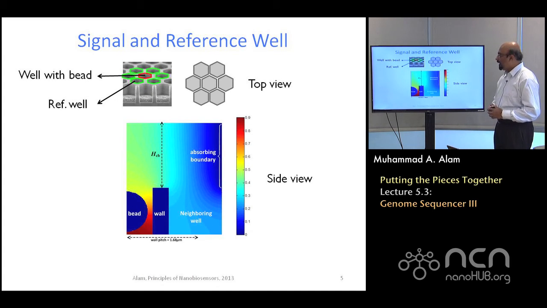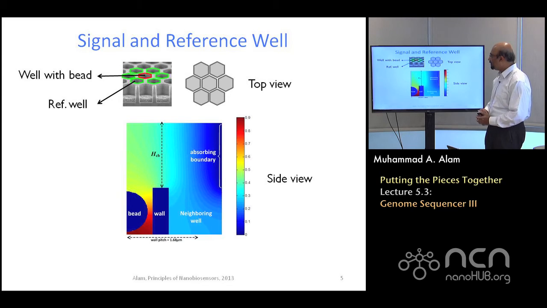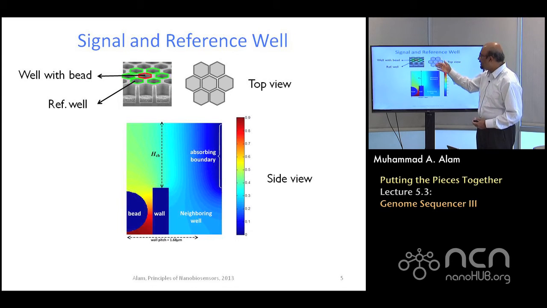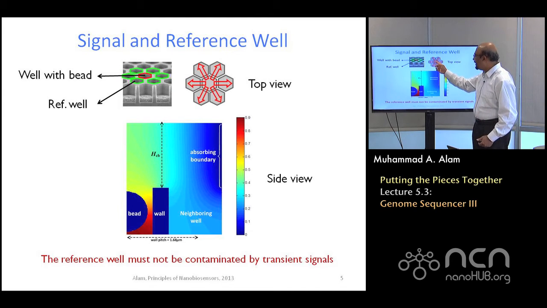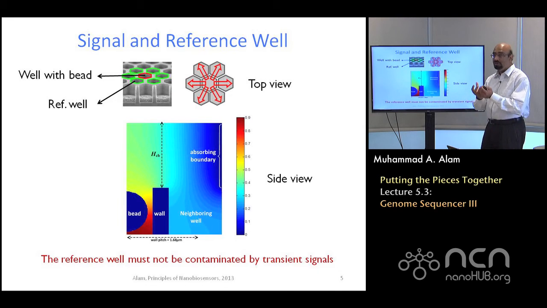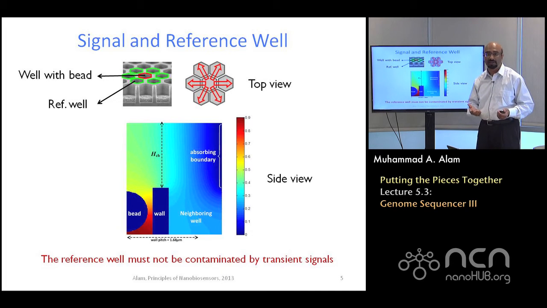The next problem that we have to deal with has to do with contamination. Remember I said the red well is loaded and the surrounding green wells should be empty, right? They should not have any signal. But that's not how it's going to happen. If you look from the top view, let's say these are arranged in hexagons, the proton that has been generated in the red well in the middle is going to come out after a while and contaminate its neighbors, which are reference wells.